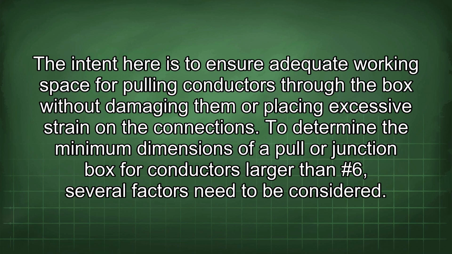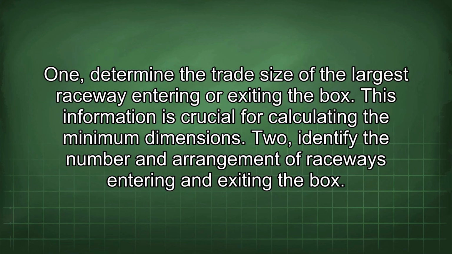The intent here is to ensure adequate working space for pulling conductors through the box without damaging them or placing excessive strain on the connections. To determine the minimum dimensions of a pull or junction box for conductors larger than #6, several factors need to be considered. 1. Determine the trade size of the largest raceway entering or exiting the box. This information is crucial for calculating the minimum dimensions.